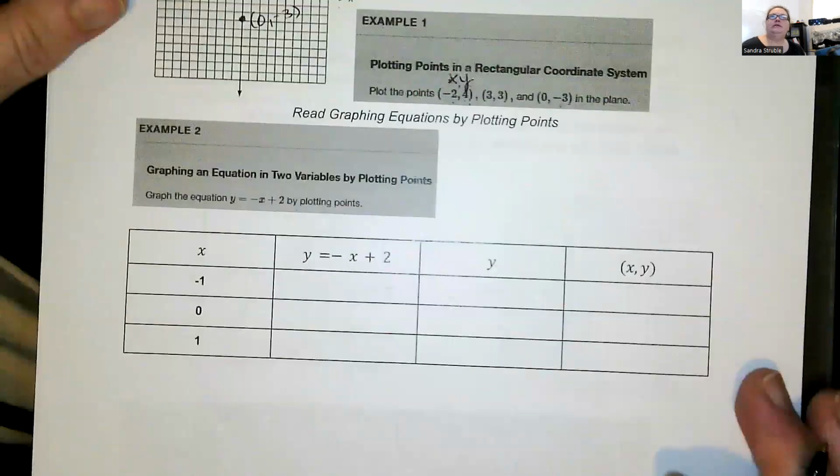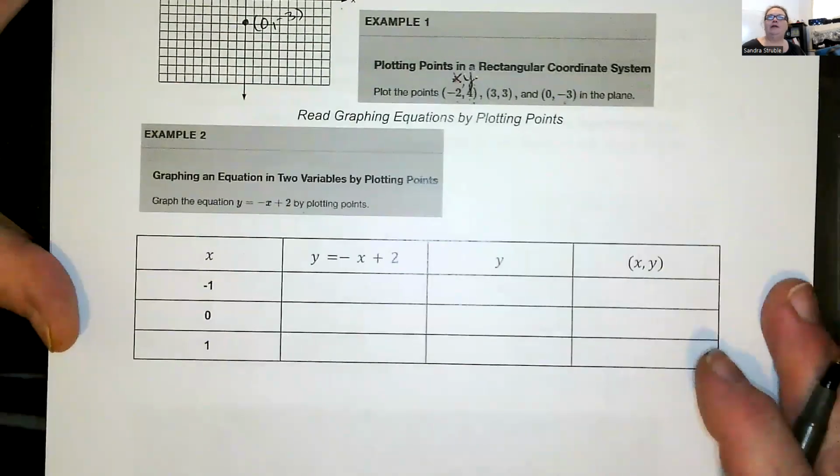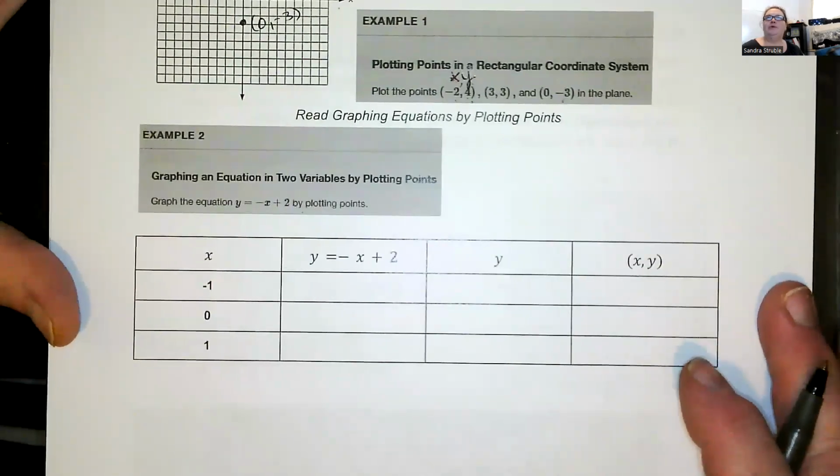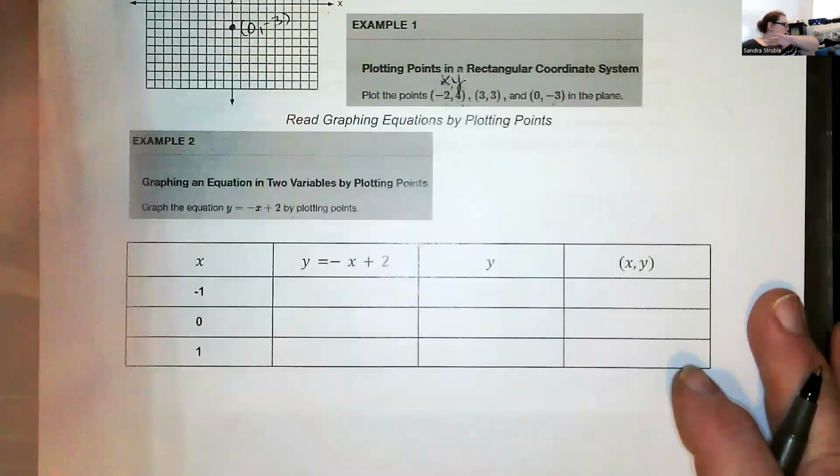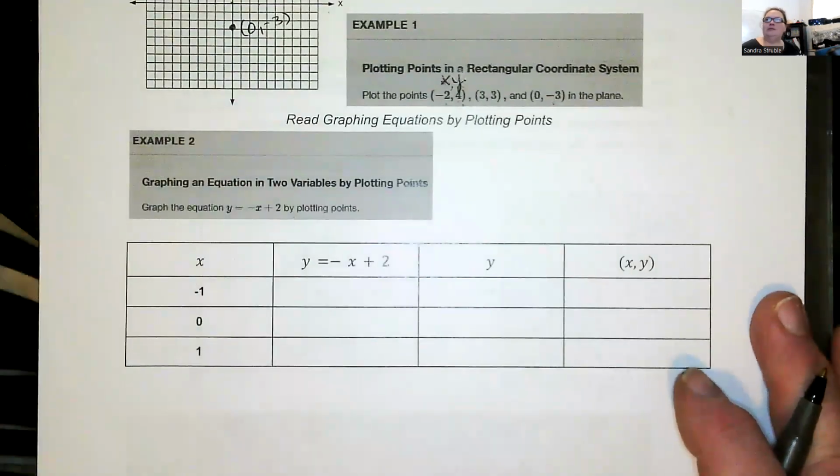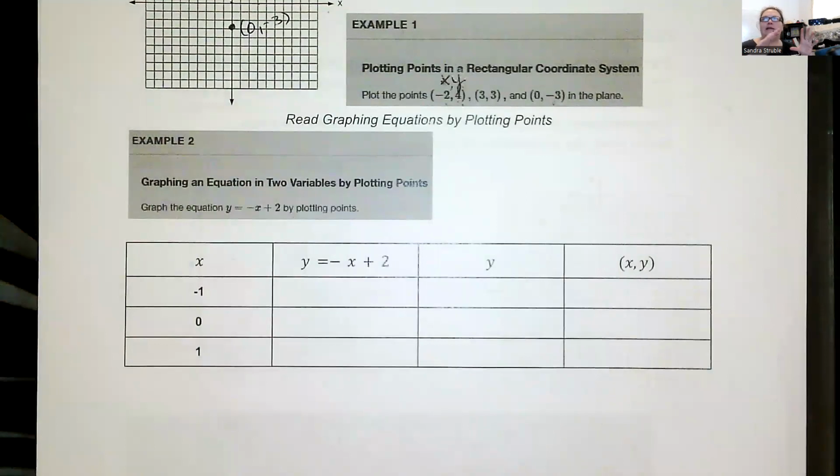Next one is example 2, graphing an equation in 2 variables by plotting points. It says graph the equation y equals -x plus 2 by plotting the points. The other thing I'm going to tell you is please take notes. Besides taking notes, write down any questions you have as I'm going through here. If I don't answer them in the video, bring them to me and let me make sure that I answer them for you, or send me an email so I can make sure and cover it.